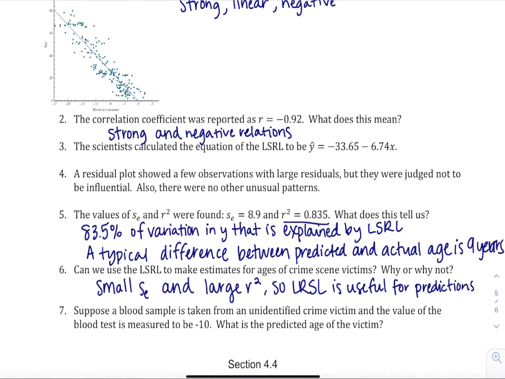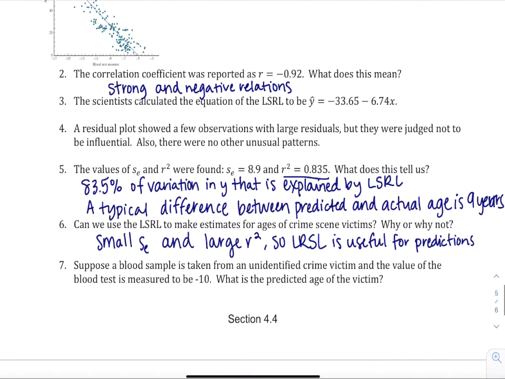And so finally, since we have determined that it is useful, let's look at an example of making a prediction. If the blood test is measured to be -10, what's the predicted age? We'll get our y hat by substituting into this equation: -33.65 minus 6.74 times -10. Depending on the calculator you're using, you may or may not be able to do this all in one step. Most scientific calculators can handle all of this at once. So if you type -33.65 minus 6.74 times -10, you should get 33.75, which is about 35 years old.